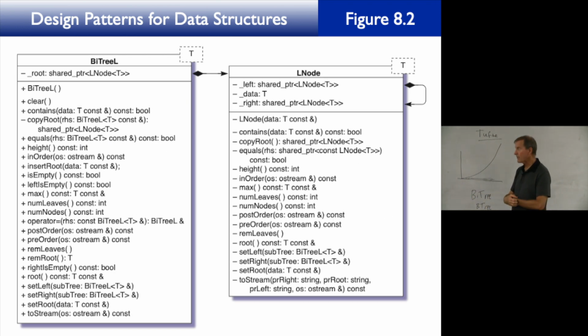Now in figure 8.2, these are all the methods that we're going to implement. Well, we're not going to implement them all, but these are all the ones that would be possible to implement. Notice that the UML class diagram on the left is BiTreeL. And what do we have for its attribute? Underscore root. And what does that hyphen mean in front? It's private. Okay, and what is its type? According to that UML notation, it's a pointer to an LNode T.